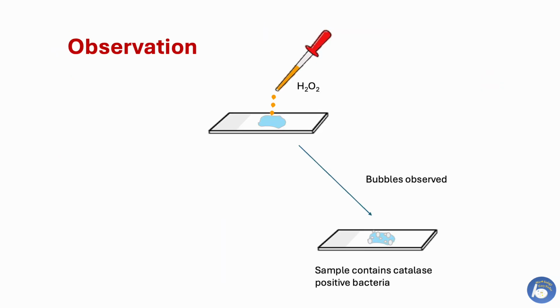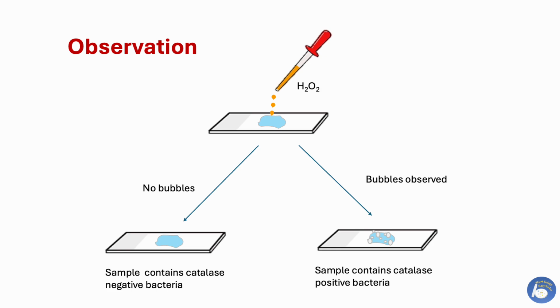Observation. If bubble appears, it means sample contains catalase positive bacteria. If there are no bubbles, it means sample contains catalase negative bacteria.